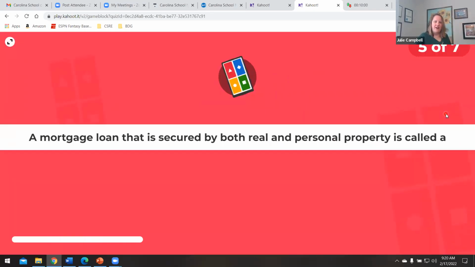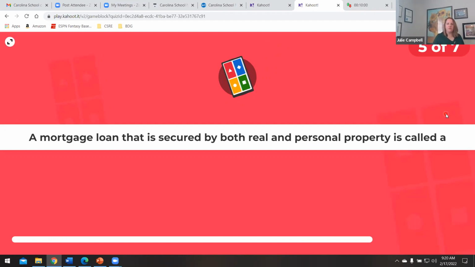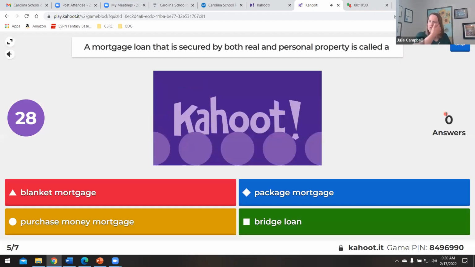Question number five, a mortgage loan that is secured by both real and personal property, real property and personal property.